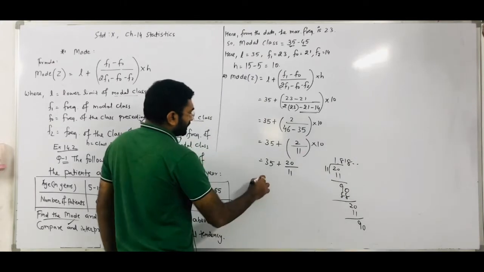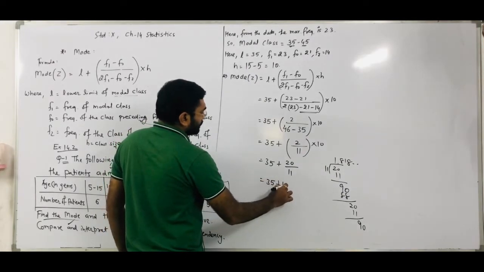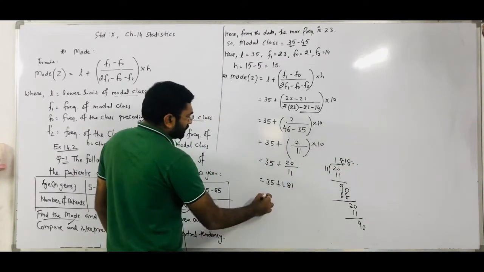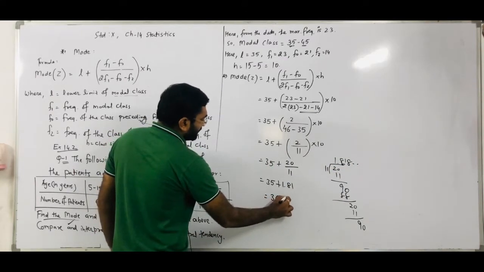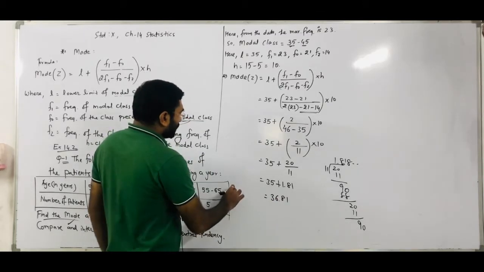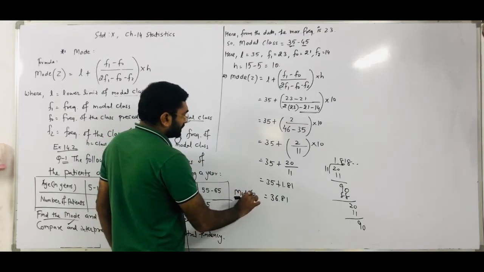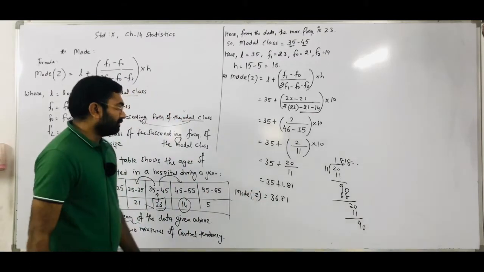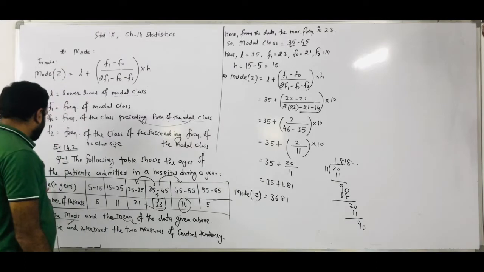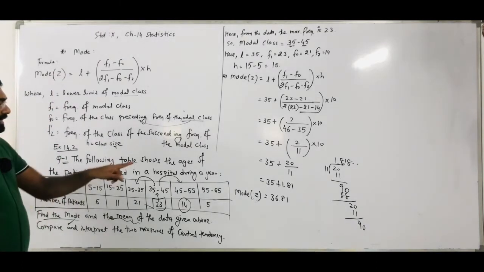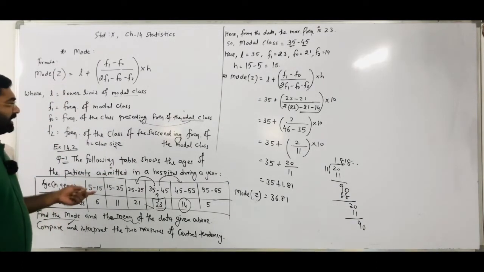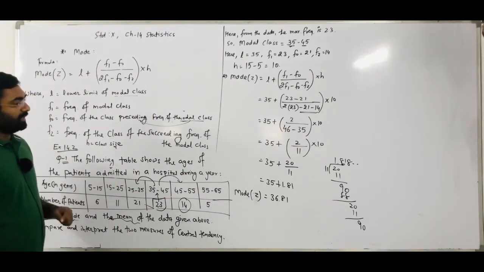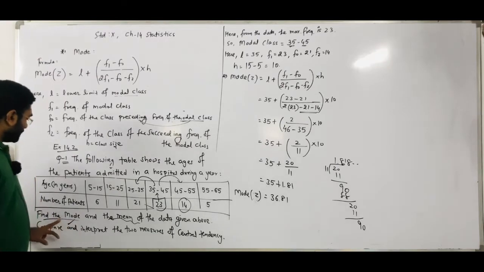So 35 plus 1.81. After decimal point, 2 digits we write. So its addition is 36.81. Right? So the mode of the given observation is 36.81. So we can say that most of the patients' ages are 36.81, who are admitted in a hospital during the year. Right? So first question we found the mode.